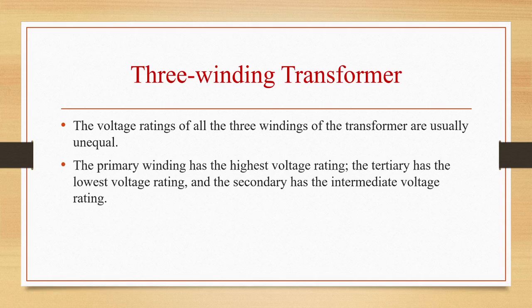So now a three winding transformer is also there. Okay, so primary winding will have the highest voltage rating here. Secondary will have the intermediate voltage rating. Tertiary will have the lowest voltage rating.